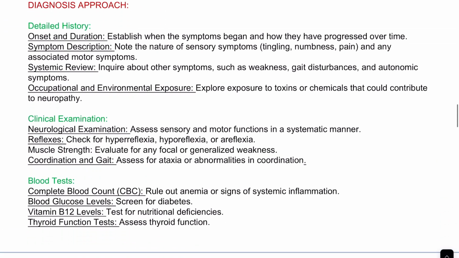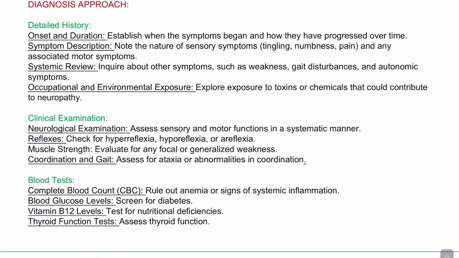Okay, so what should be our diagnostic approach? A detailed history, obviously. If it is a short case, then we're not allowed to take any history. But if it comes in the consultation stage, then we will be interested in the detailed history. We want to know about the onset and duration. So obviously establish when the symptoms began and how they have progressed over time.